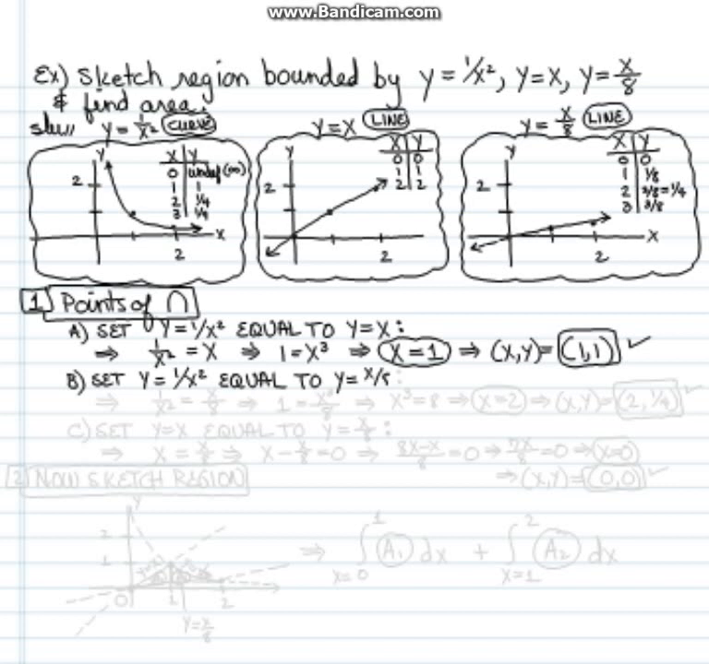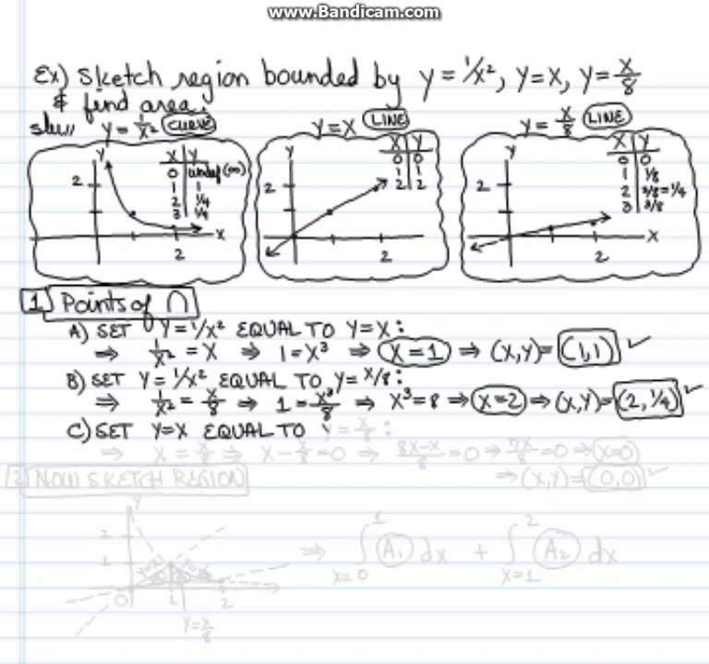Step B, set y equals 1 over x squared equal to y equals x over 8. Solve for x. So I multiply both sides by x squared, and then I get x cubed equals 8, so x equals 2. Plug that into, I don't know, y equals x over 8. You get 2 over 8, which is 1/4, so you have the ordered pair 2, 1/4.